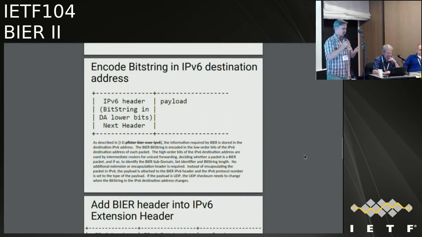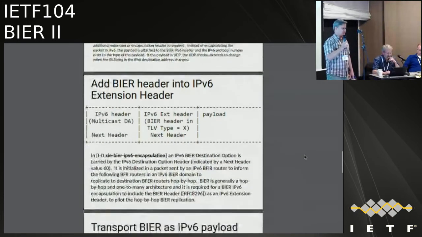The payload is attached to the BIER v6 header, and the IPv6 protocol number is set to the type of the payload, and so on. Okay. The other one, and this is what's been presented before, and I'm involved in this draft. We'll talk about this one next if it makes sense to talk about.